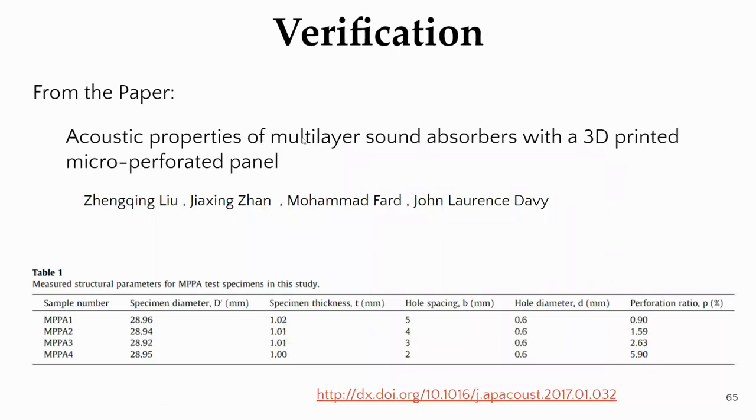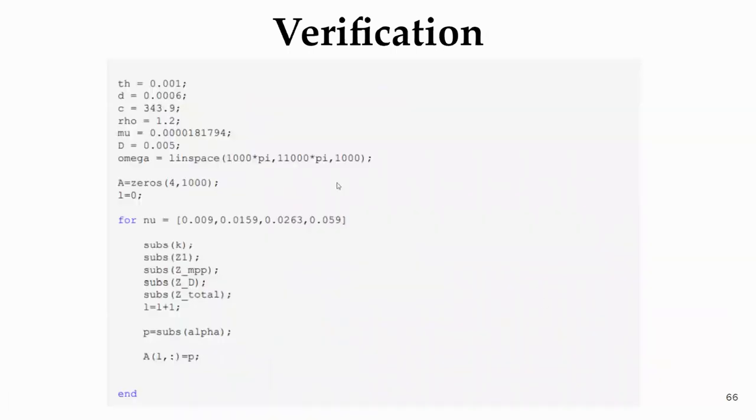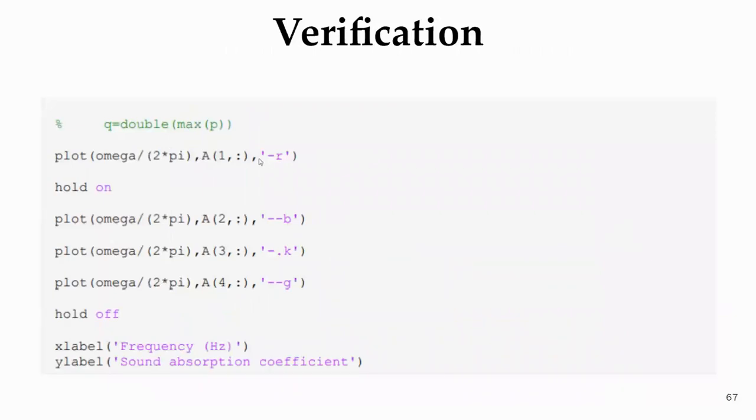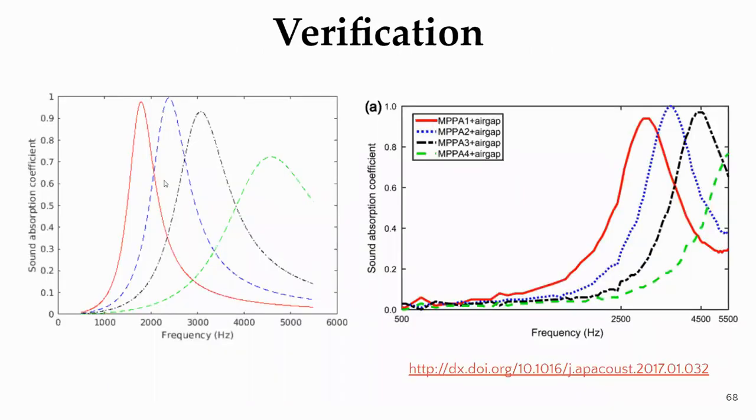As you can see, in the paper on acoustic properties of materials under the 3D microperforated panel, they used 4 microperforated panels, the difference being only the perforation ratio. I have used the same values for all of these, and I have plotted it. And this is my plot, and this is the plot from the paper. So you can see it's actually similar.